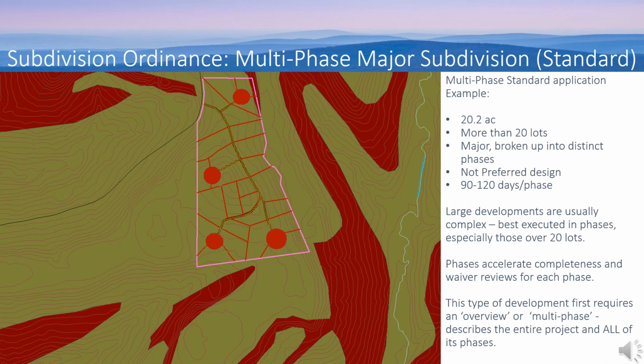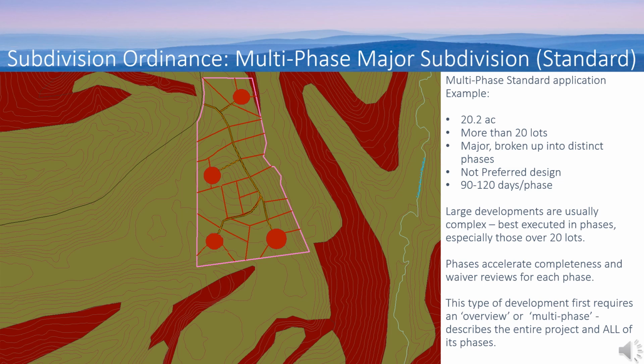A major multi-phase standard application type is anything over 5 lots or does not otherwise fit an exempt or minor subdivision. It is broken up into distinct phases and does not use a preferred or expedited design. Large developments are usually complex and are encouraged to be executed in phases, especially those over 20 lots.